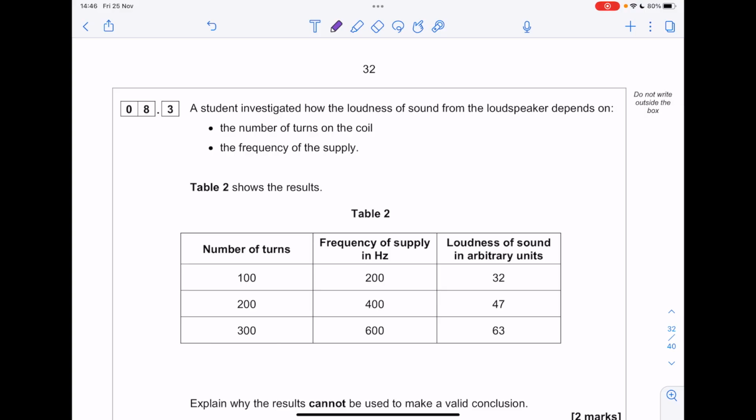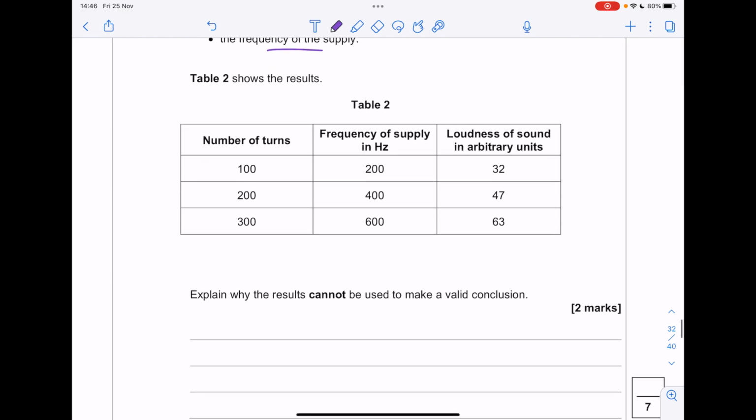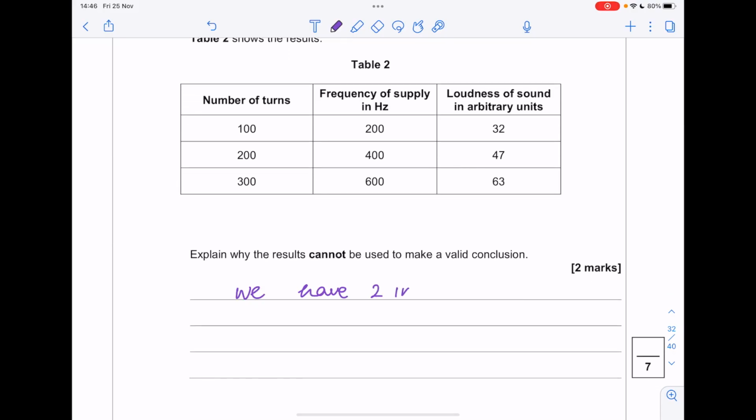A student investigated how the loudness of a sound from a loudspeaker depends on the number of turns on the coil and the frequency of the supply. Explain why the results cannot be used to make a valid conclusion. Well, we've got two independent variables, and so therefore it's not possible to know the effect of each variable. Remember, you only ever want to change one thing at a time.